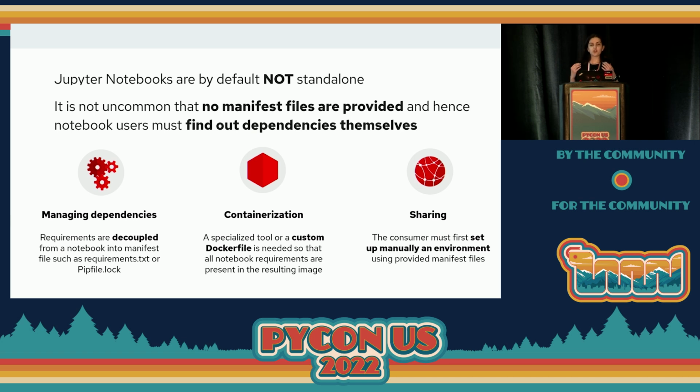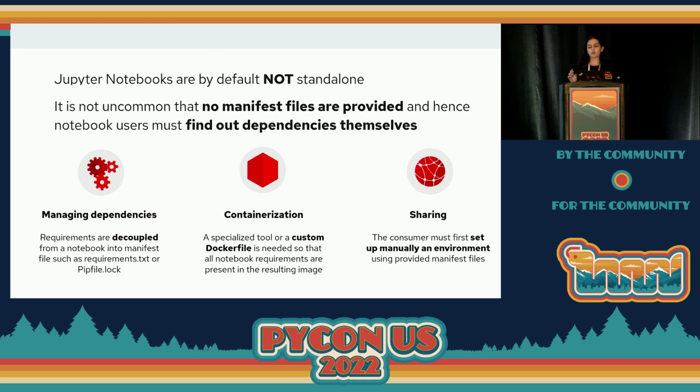My point is, Jupyter notebooks are by default not standalone. You cannot share a Jupyter notebook with someone else. It considers that it will run on a different machine with different dependency versions and using a different Python version. In fact, dependency management in Jupyter notebooks puts constraints on the author of the notebooks to provide a decoupled manifest file, like a requirements.txt or a Pipfile.lock, along with the notebook, so that the notebook users can install the exact same software stack that you used to develop the notebook.